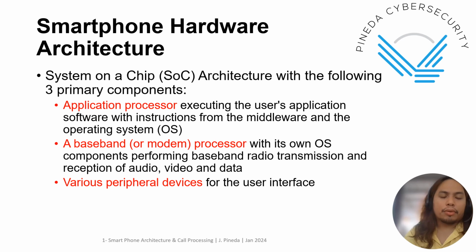So we have a processor, but two processors here. We have the application processor, which executes the user application software with instructions from the middleware and the operating system. So this is what we use for the apps, browsing of the apps. And then we have the baseband or modem processor with its own operating system, components performing the radio transmission and reception of audio, video, and data. And then, of course, the I/O, we call it peripheral devices, for the user interface.